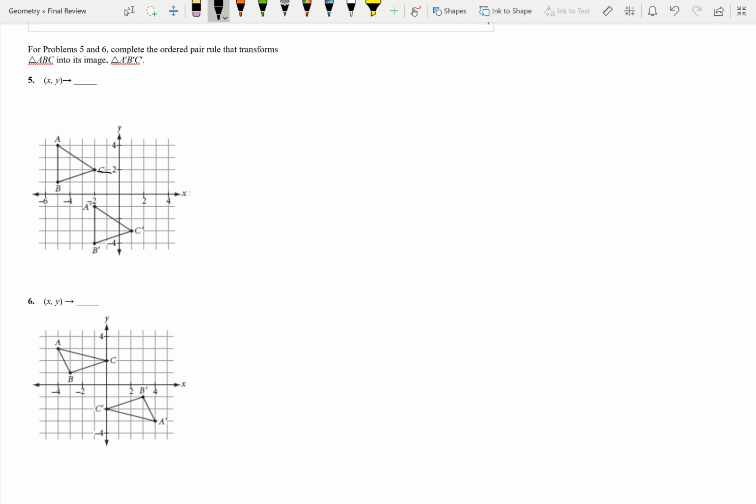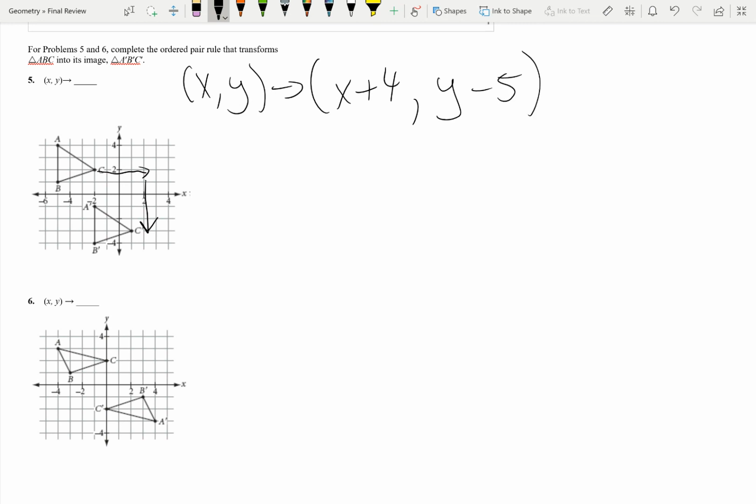And so I'm going to be moving it to the right by a certain amount and down by a certain amount, right? So I'm moving it to the right by 1, 2, 3, 4. So x, comma, y is going to lead to x plus 4. It's to the right 4. And then down 1, 2, 3, 4, 5. So y minus 5, so down 5. That would be your rule there.